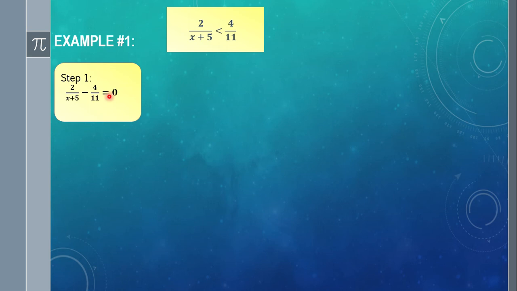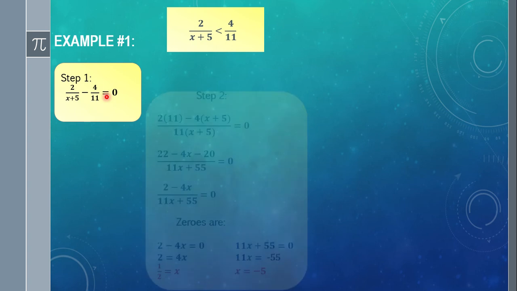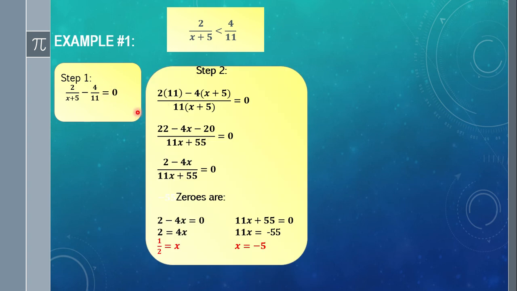And to have 0 on the right side, from this given, 4 over 11 is being transferred to the left. And as you can see there, that's positive 4 over 11. And as you transfer that to the left, it will turn into a negative value, which is negative 4 over 11. And now we're done with the step 1. As you can see, we have a 0 on the right side, and then from inequality symbol, it was changed to equal sign. And for step 2 is solving.